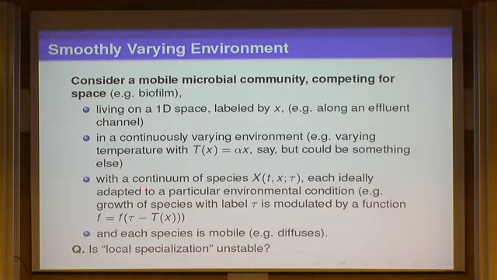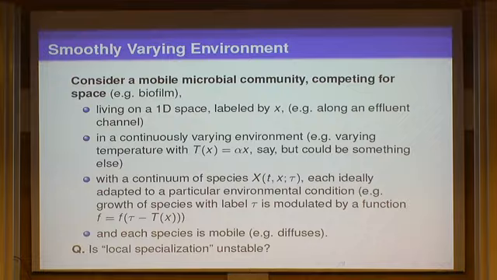And then we have a continuum of species. Capital X is volume fraction at time t at location x, and tau is the species label. So for example, tau might be the best temperature for that particular species to live. Its growth is modulated again by a function of this form. Tau is your best temperature, and you subtract off the actual environmental condition. So F is largest maybe at argument 0, and it gets smaller as the argument goes positive or negative. And they all diffuse a little bit.